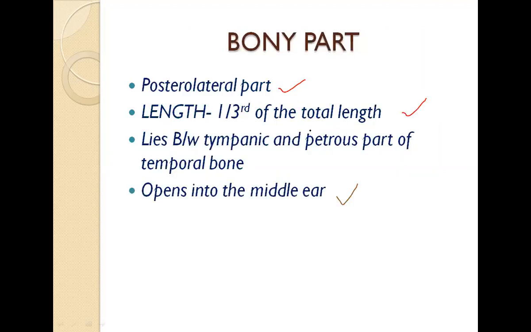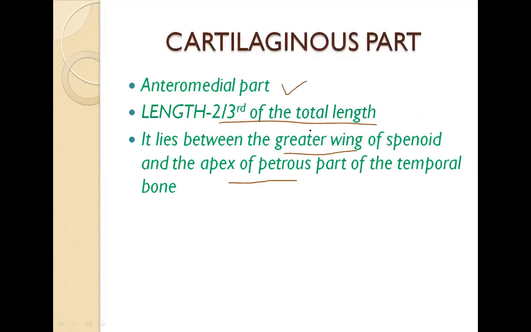So summarizing both these parts, the bony part is the posterolateral part, and it is 1/3 the total length of the auditory tube. It lies between the tympanic and the petrous part of temporal bone, and it opens into the middle ear cavity. So moving on to the cartilaginous part. The cartilaginous part is the anteromedial part. It is 2/3 the total length, and it lies between the greater wing of sphenoid and the apex of petrous part of the temporal bone in a groove called the sulcus tubae. So this cartilaginous part opens into the nasopharynx.